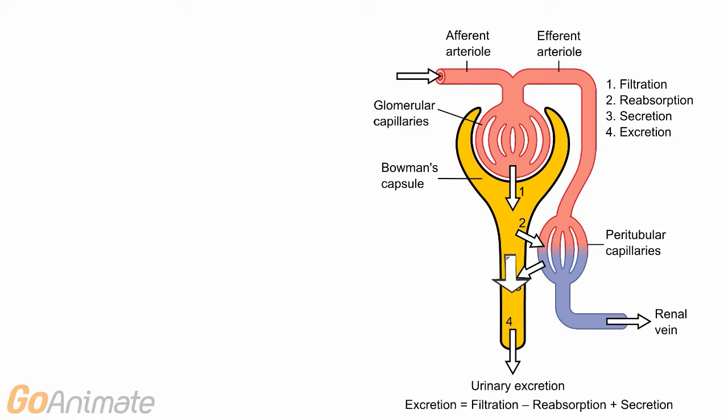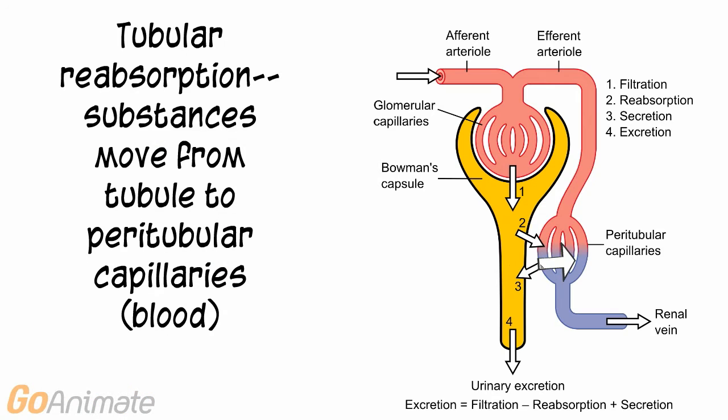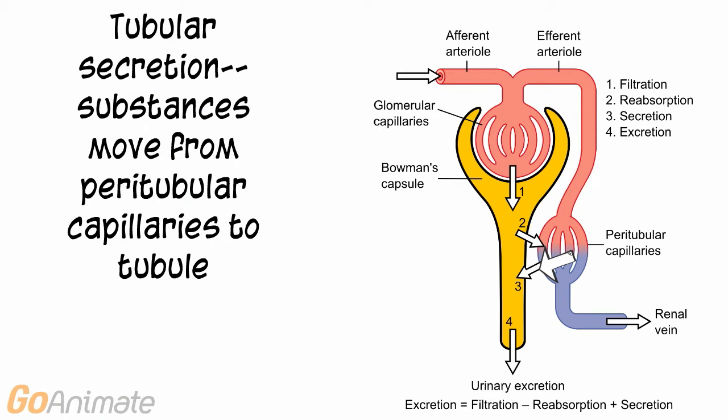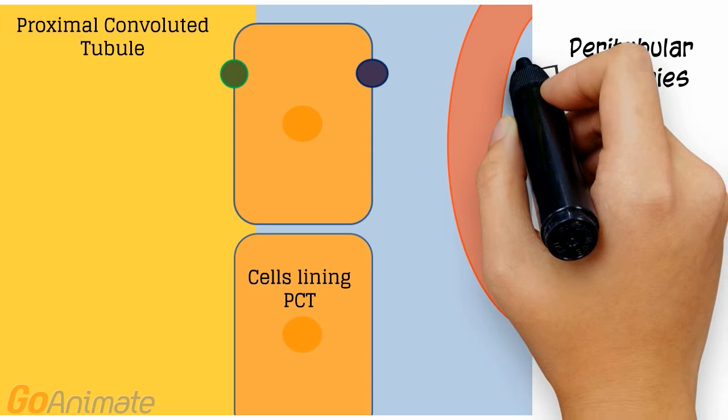Here, substances can move back and forth between the blood in the peritubular capillaries and the tubule. In tubular reabsorption, substances move from the tubule to the peritubular capillaries. In tubular secretion, substances move from the peritubular capillaries to the tubule. Let's take a closer look at how this happens.